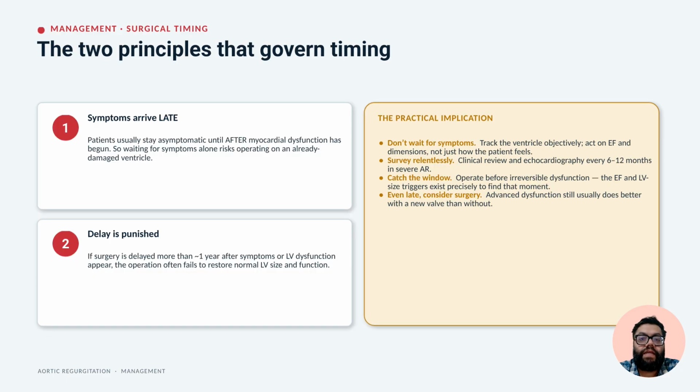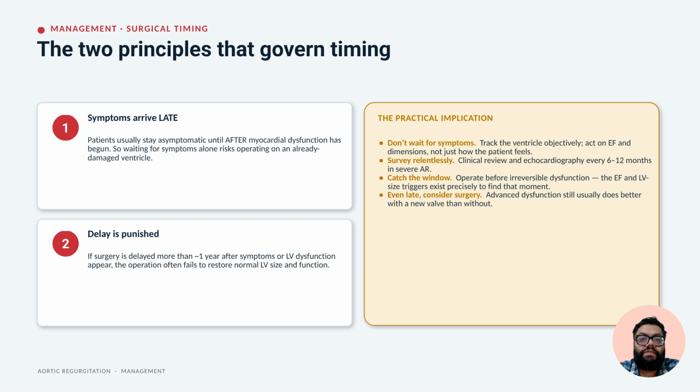All of surgical timing in aortic regurgitation hangs on two principles, and if you internalize them, the indication tables almost write themselves. Principle 1: symptoms arrive late. Because the ventricle compensates so well for so long, most patients do not become symptomatic until myocardial dysfunction has already started, which means waiting for breathlessness or angina is waiting too long.